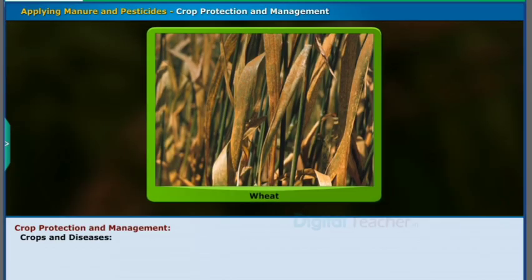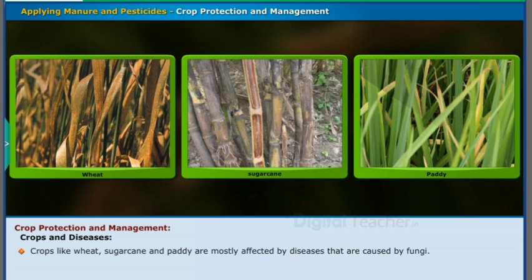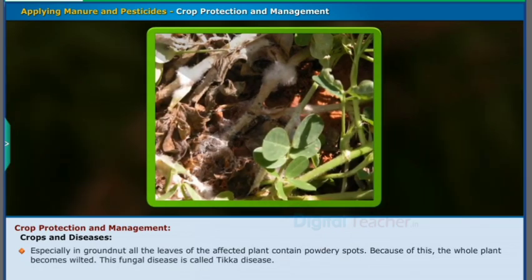Let us study crop protection and management. Crops and diseases. Crops like wheat, sugarcane, and paddy are mostly affected by diseases that are caused by fungi. These plants usually have spots and scars on leaves and stems. Especially in groundnut, all the leaves of the affected plant contain powdery spots. Because of this, the whole plant becomes wilted.